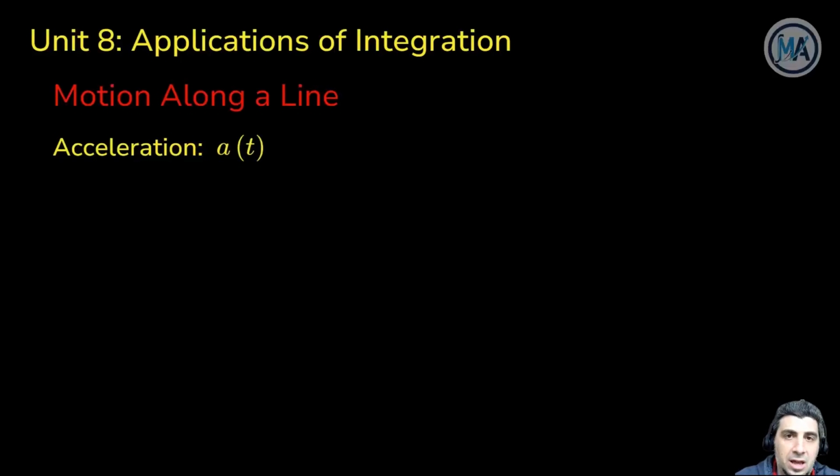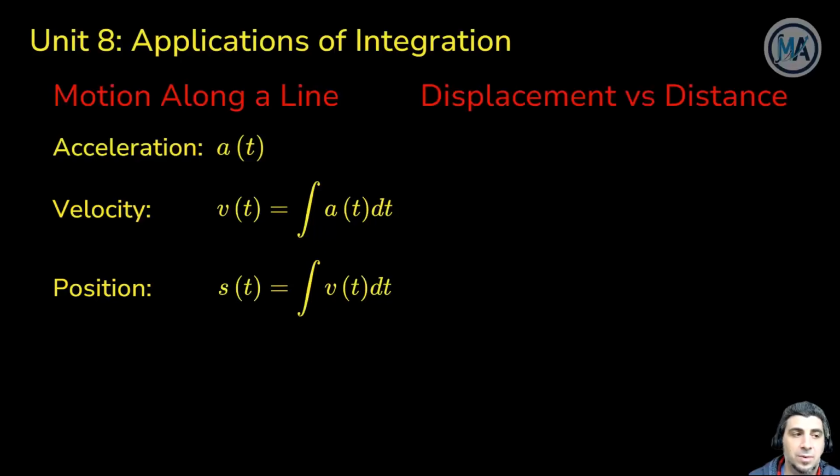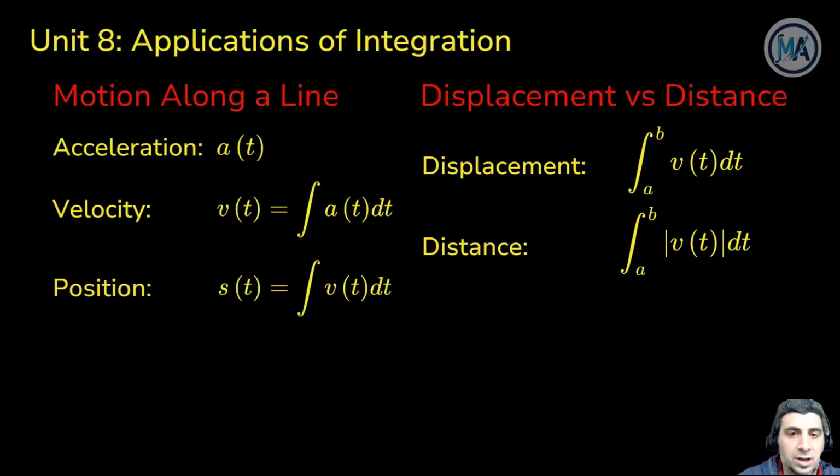So acceleration is notated with a of t, velocity is the antiderivative of acceleration, and position is the antiderivative of velocity. Some other things you're going to need to know is the distinction between displacement and total distance traveled. Displacement is the integral of velocity over the interval given, and total distance traveled is the integral of the absolute value of the velocity function over that interval.